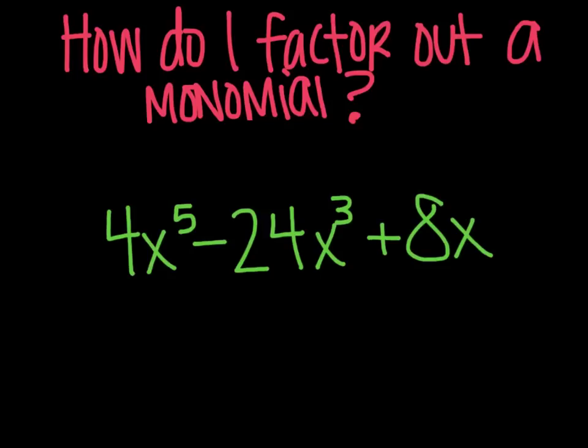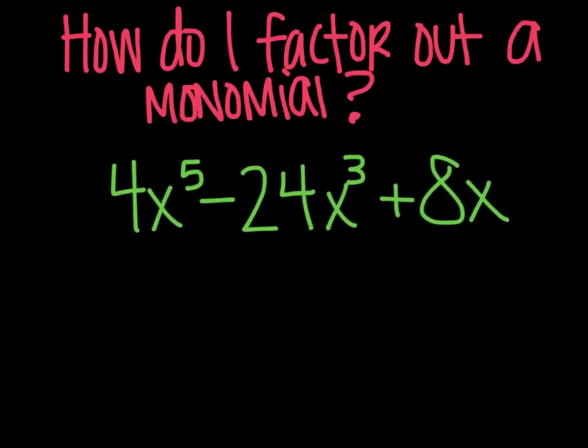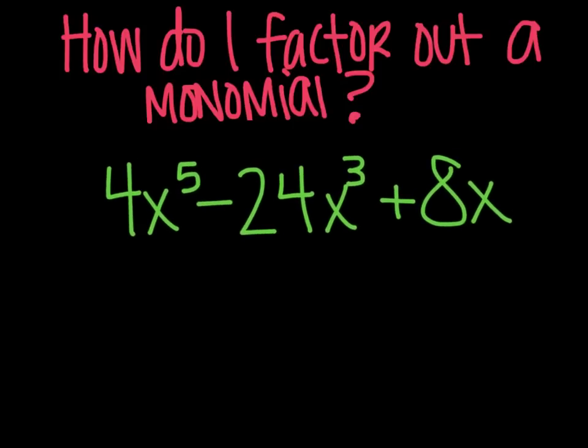All right, how do I factor out a monomial? This is the big exciting part now. The first step is to factor each term of the polynomial as itself, so the monomials. So I have 4x to the 5th, negative 24x cubed, and then 8x. And you're going to find the GCF.